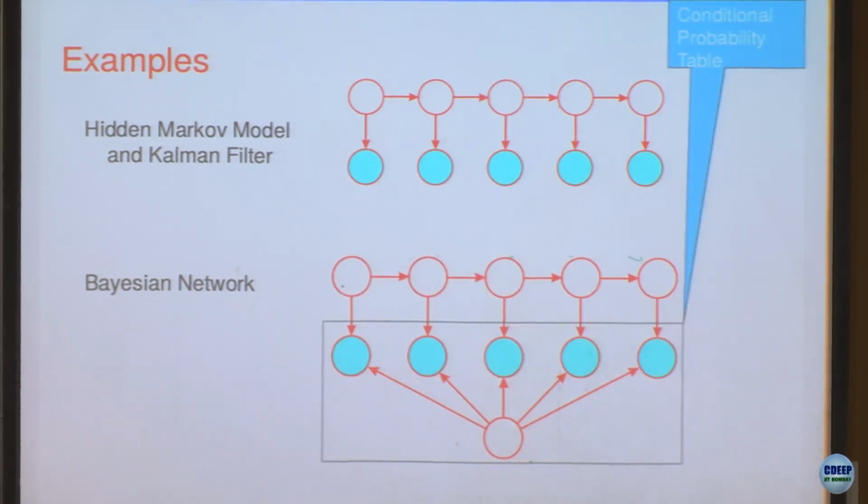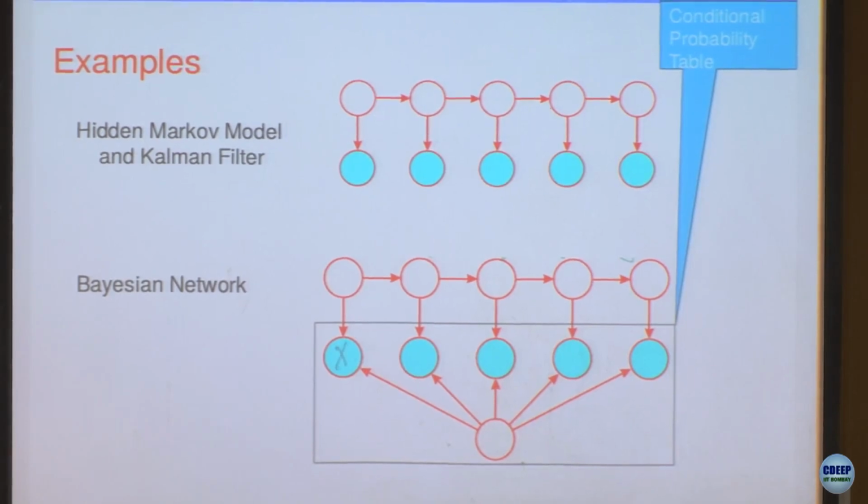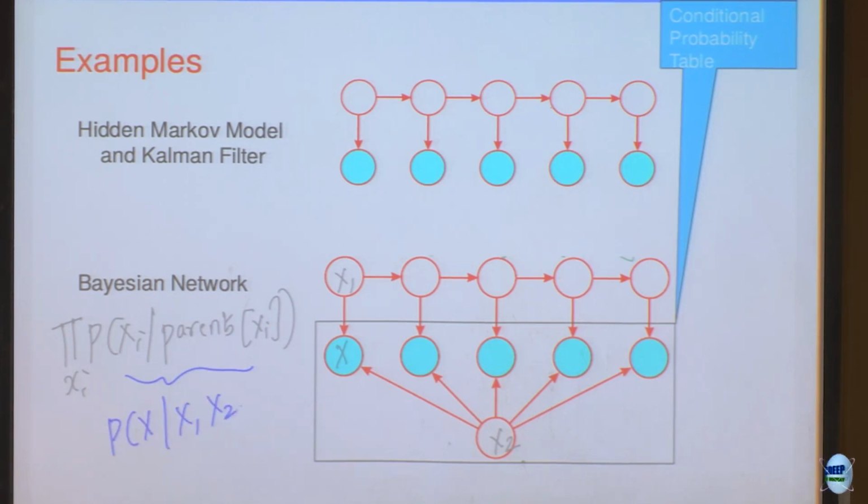Okay, so an important component of Bayesian networks is something called the conditional probability table. So let us say this is my X, this is X1, this is X2. In a Bayesian network, the joint distribution will be decomposable as the product of P of Xi given the parents of Xi. So specifically, we will have the probability of X given X1 comma X2.